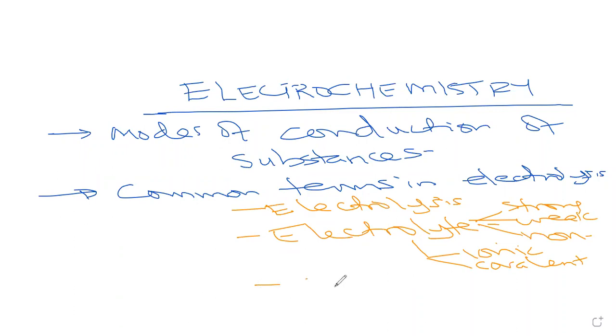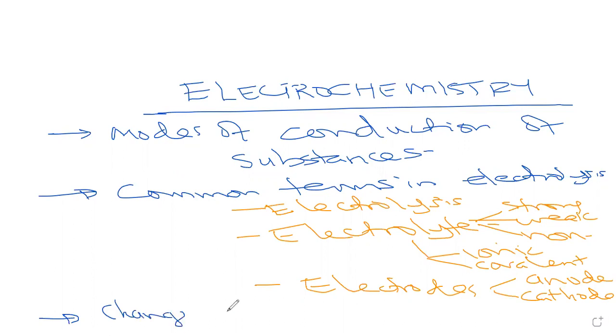We went ahead and looked at what we call electrodes, where we in detail defined what an anode is and what a cathode is in electrochemistry. We went ahead and saw the changes that take place during electrolysis.